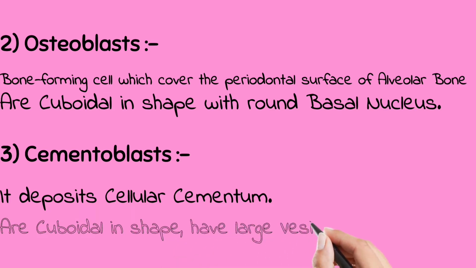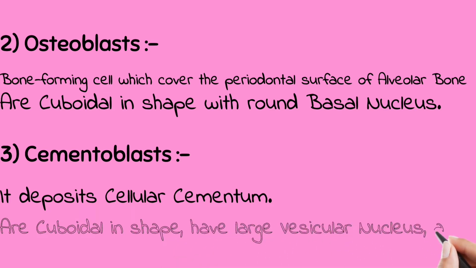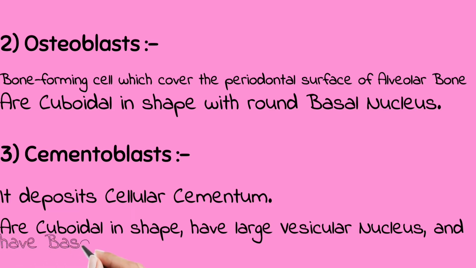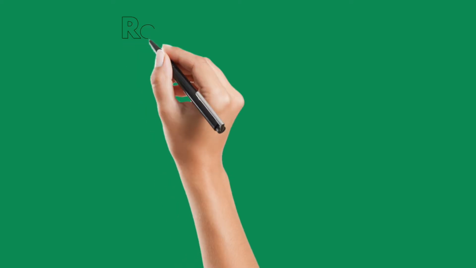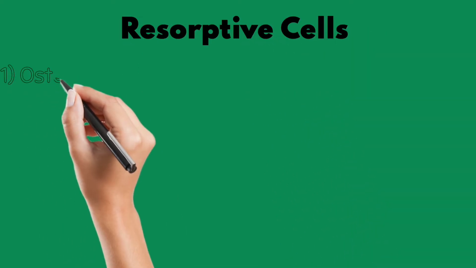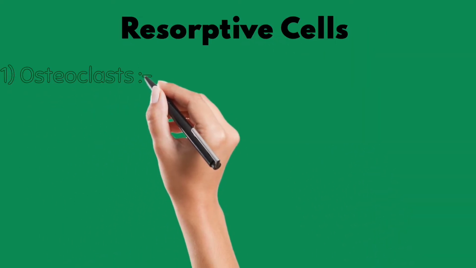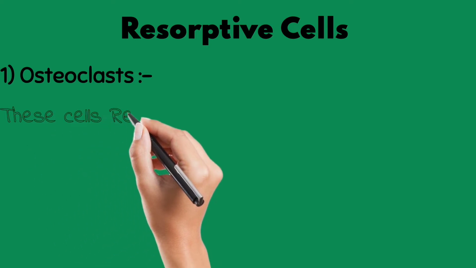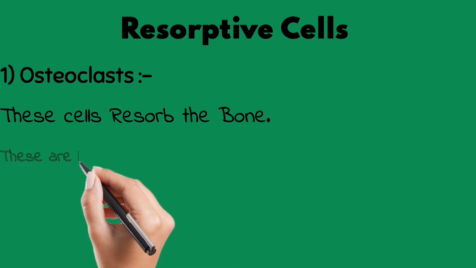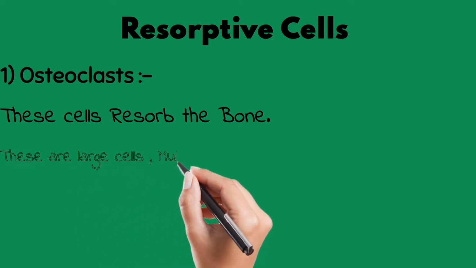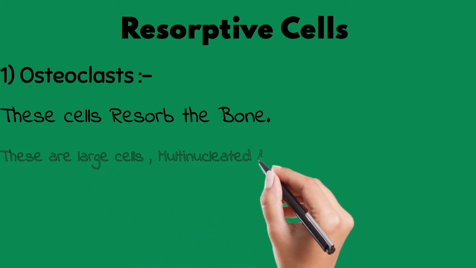Next, we will move on to the resorptive cells. These resorptive cells are of three types, that is the osteoclast, cementoclasts, and the fibroblast. Friends, never ever say fibroclast. There is no cell present in our body which is called fibroclast. Fibroblast has the ability to make and regenerate the collagen fibers. So fibroblast is both a synthetic cell and a resorptive cell.